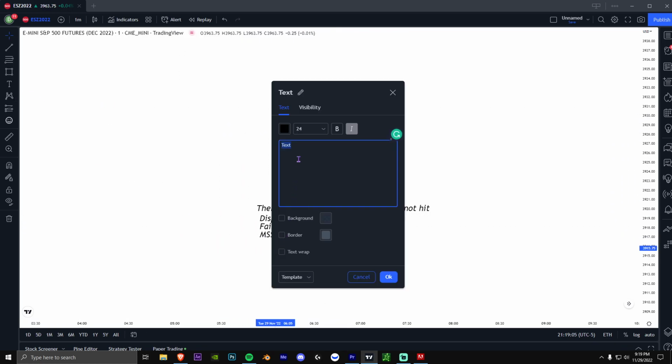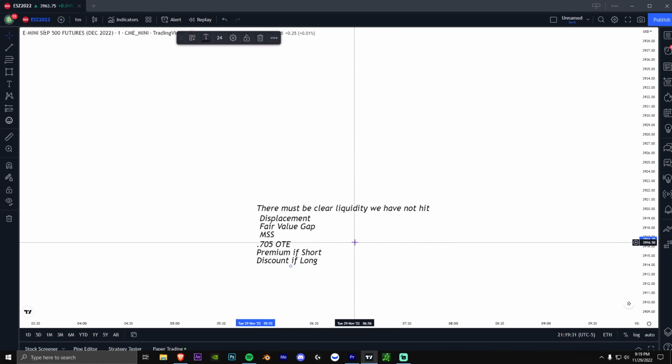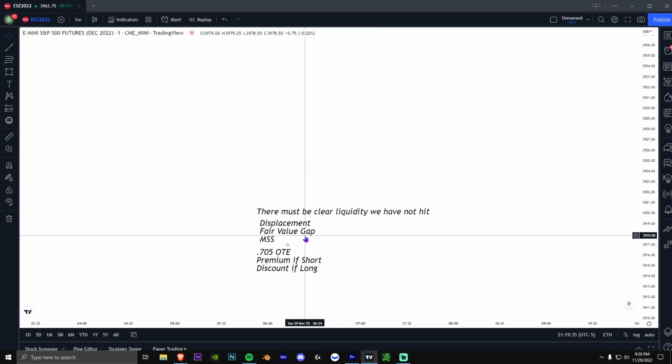And then other things you can add to your checklist is maybe you only want to enter at the 0.705. So 0.705, optimal trade entry, must be in premium if short, discount if long. These are other things you can add to your checklist. And the chances of you succeeding in a setup with all these checked off are very, very high. So this is like an A++ setup, but if you just want an A+ setup, I would look for at least 4 of these.